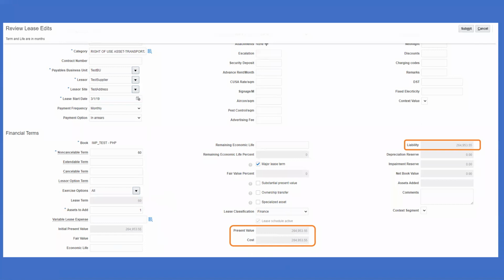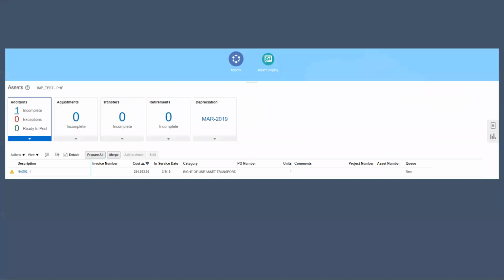Okay. Now, after this, click on the Submit button. Once we do that, the data will come into the standard mass addition interface. It is in the incomplete stage, because to create an asset, we need a few more details. So that's the incomplete state.